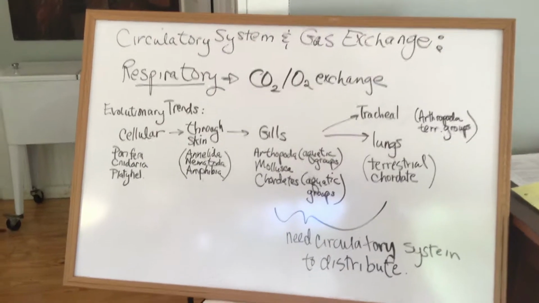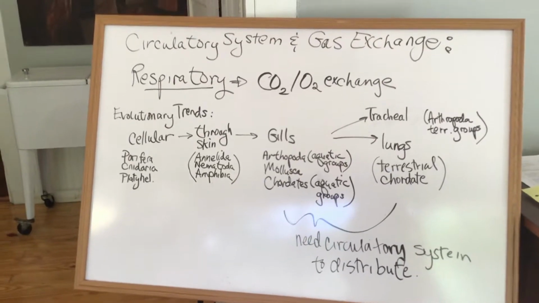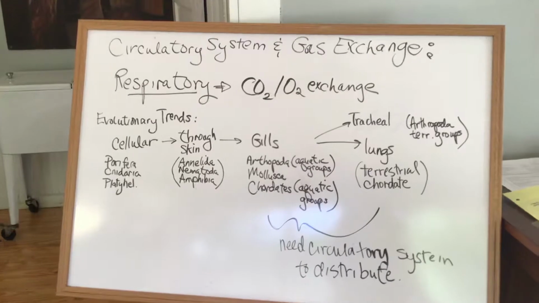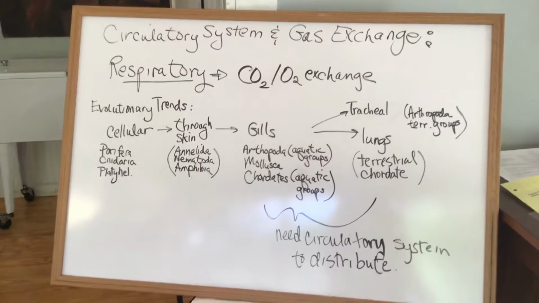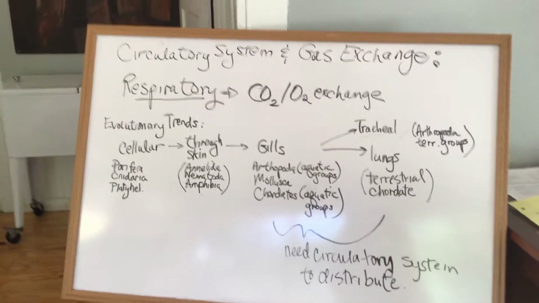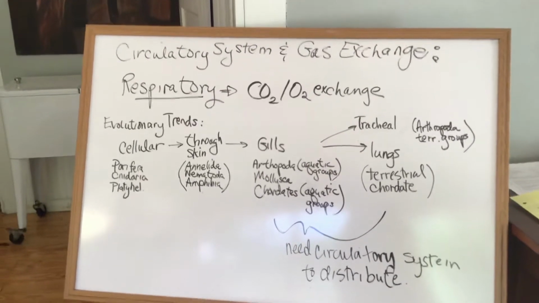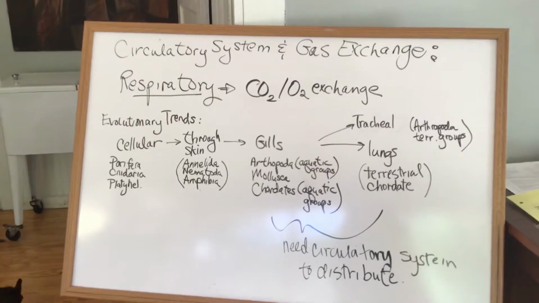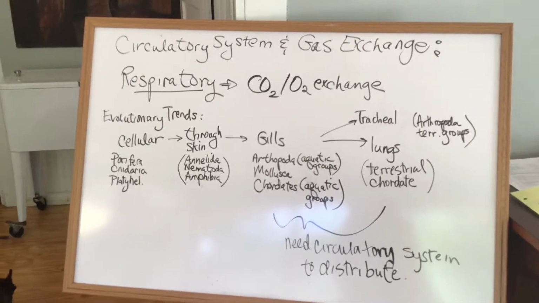CO2, of course, is coming from our cells via cellular respiration, and O2 is needed for our cells for cellular respiration. So we have to get rid of the excess CO2 that we have generated, and we have to take in O2 for our respiration processes.